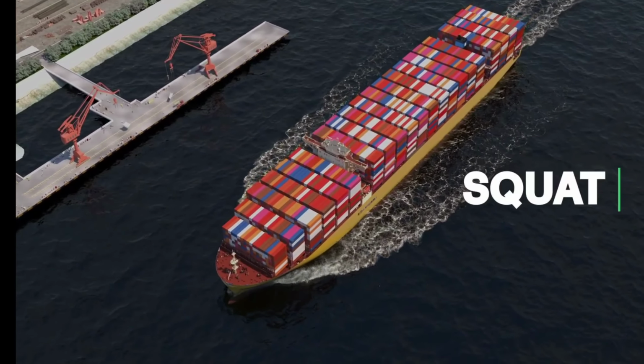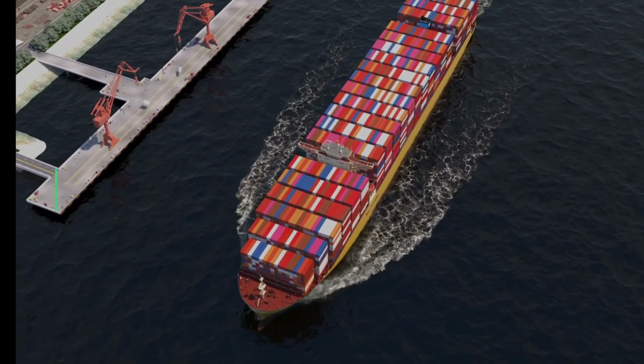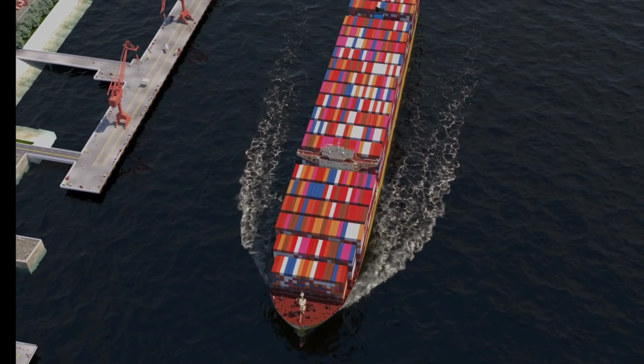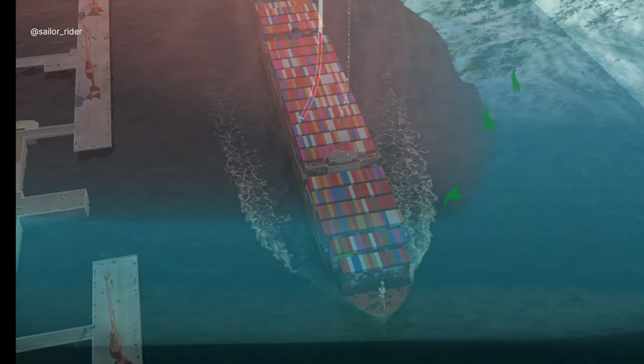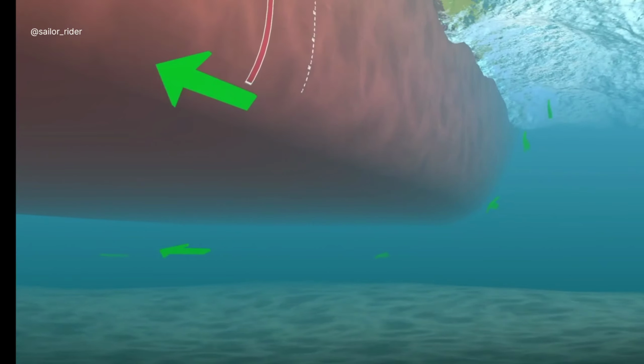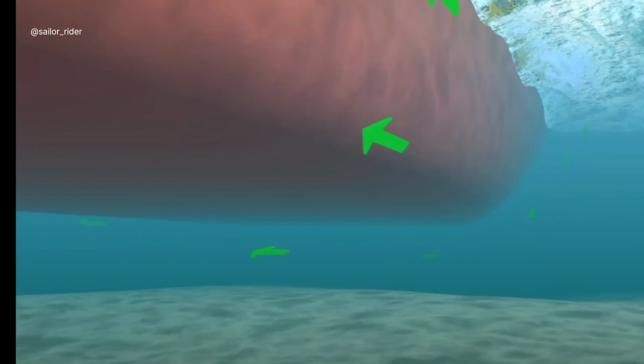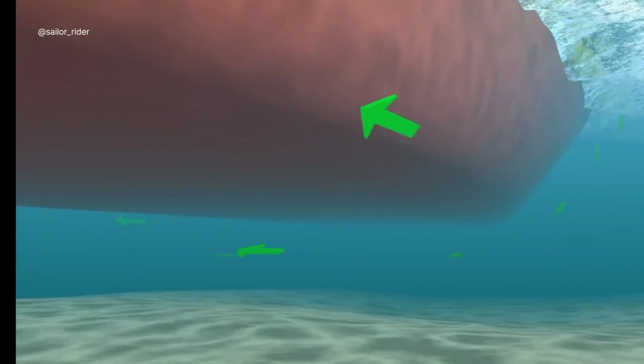Let's take a look at the effects of squat. When a ship proceeds relatively through the water, she pushes water ahead of her. In order not to leave a hole in the surrounding water astern of the vessel, this volume of water must return down the sides and under the bottom of the ship.